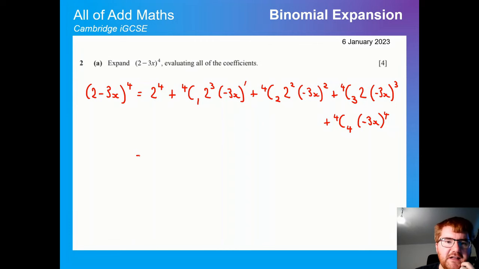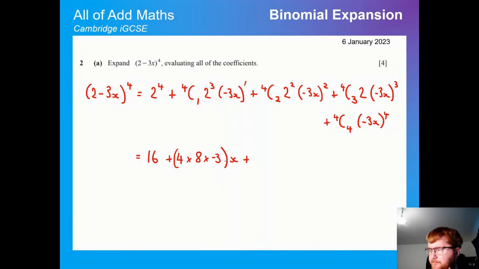Now this kind of question, it is worth just writing out the steps and not rushing through it. So 2 to the power of 4, that's just equal to 16. Now let's go through this. 4C1, you can check on your calculator, that's going to be equal to 4. So we're going to do 4 times 2 cubed is 8 times minus 3. So I'm just going to write that out in full and come back to it.